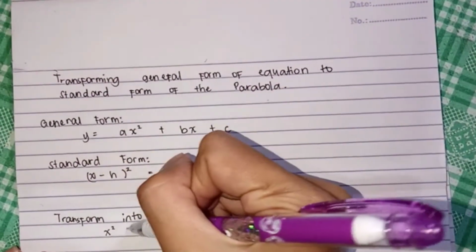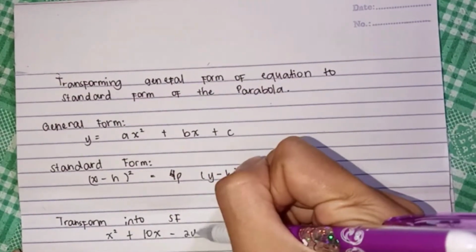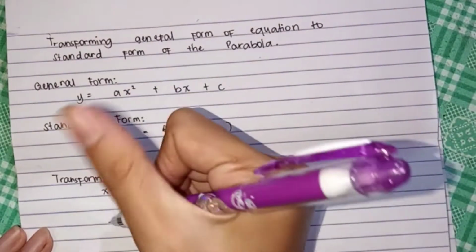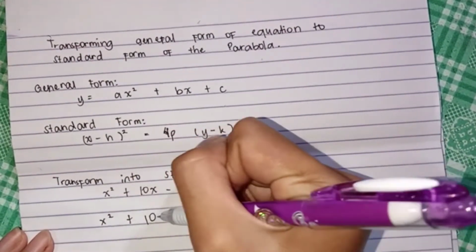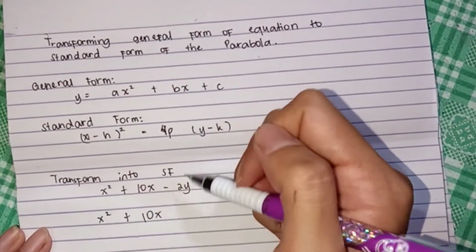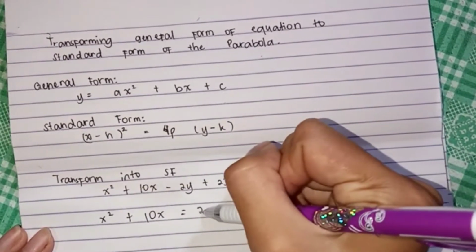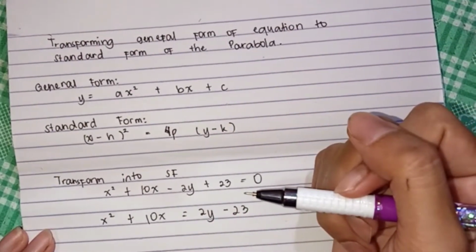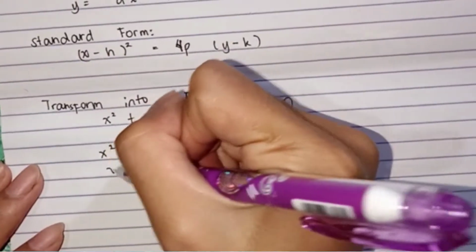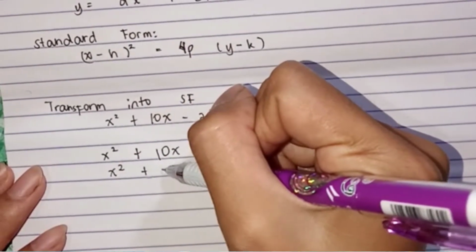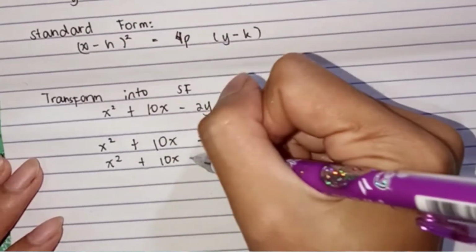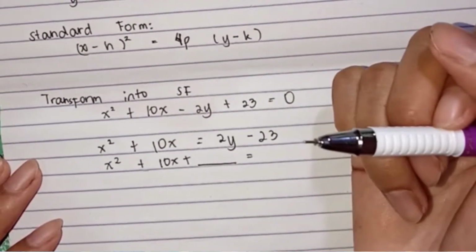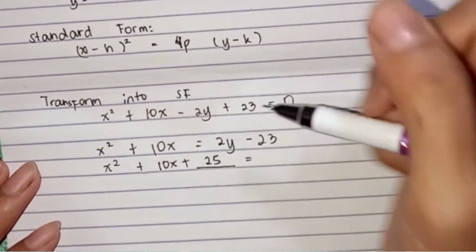The first equation is x squared plus 10x minus 2y plus 23 equals 0. Then it will become x squared plus 10x equals 2y minus 23. The negative 2y will become positive 2y and 23 will become negative. Then x squared plus 10x, so we will complete the square, plus the 10 will be divided by 2, so it will become 5, and the square of 5 is 25.